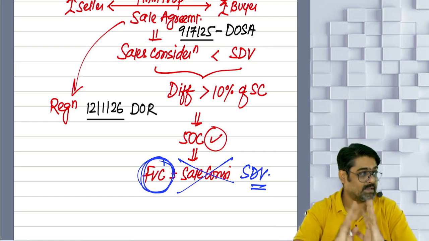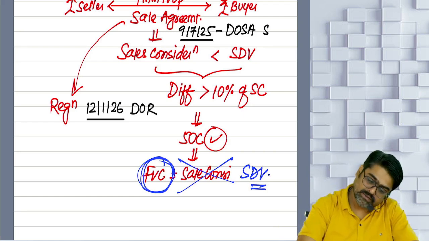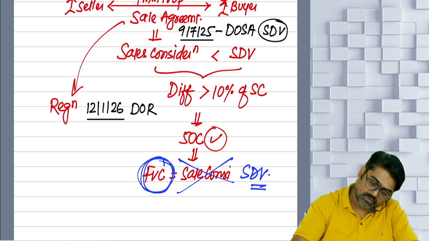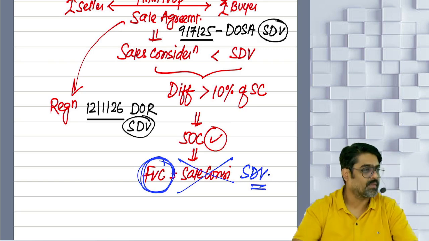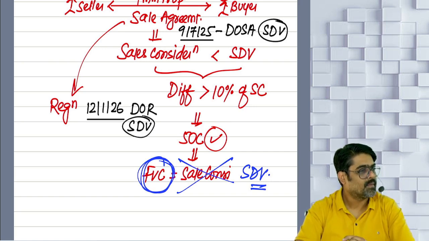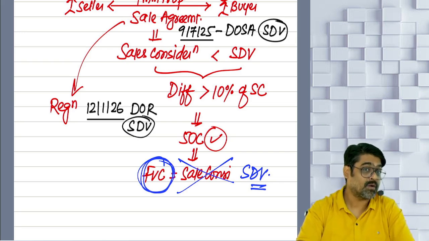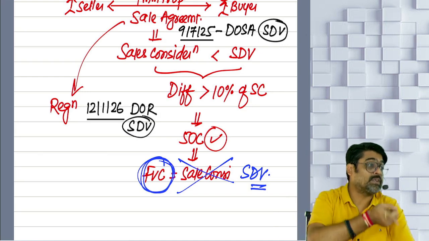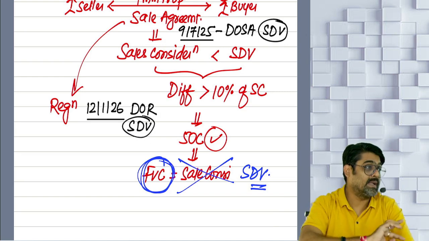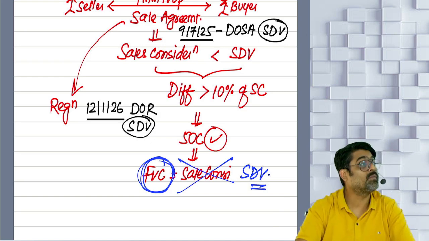There is a bright chance that on this date the stamp duty value was different and on this date the stamp duty value was different. Why? Because the market value of the property will keep on changing in the market. Yes or no? Depending on the change in the market value, the registrar will also update the stamp duty value. It is not necessary that the stamp duty value on the date of the sale agreement and on the date of registration will be the same.